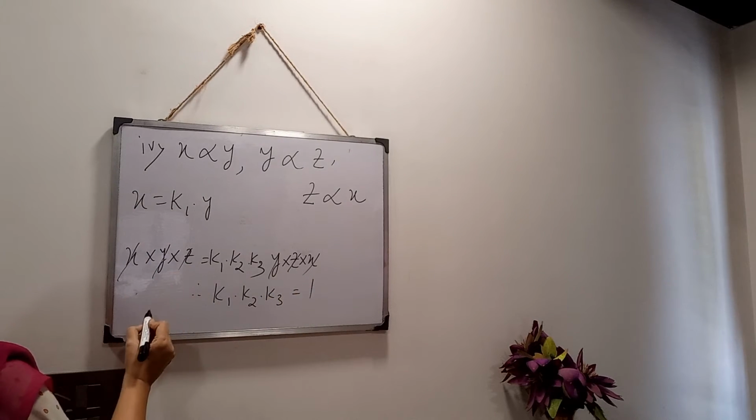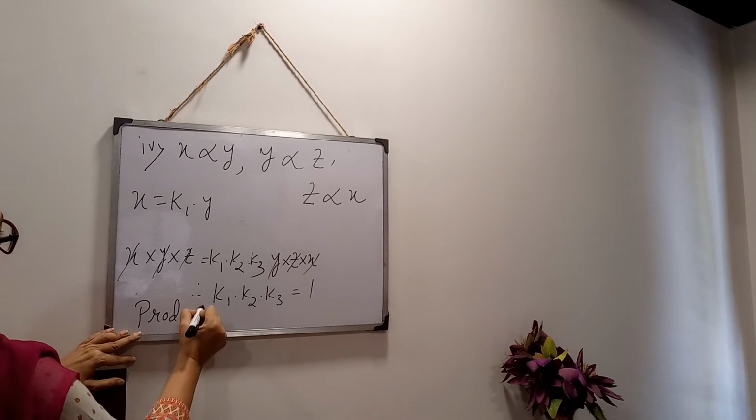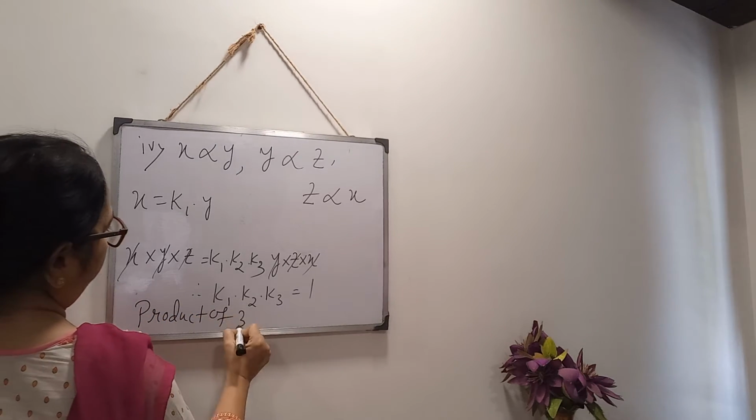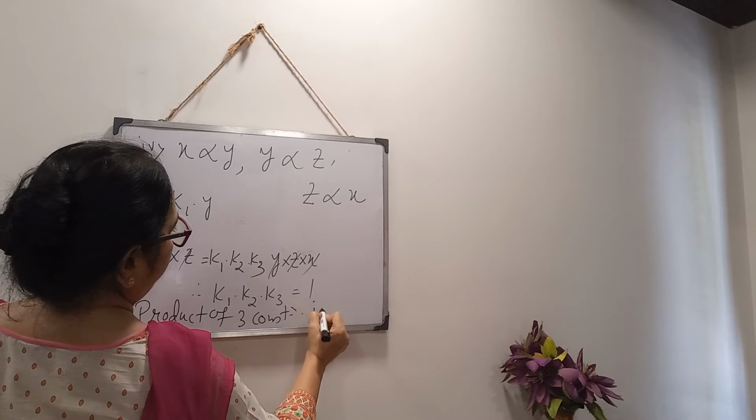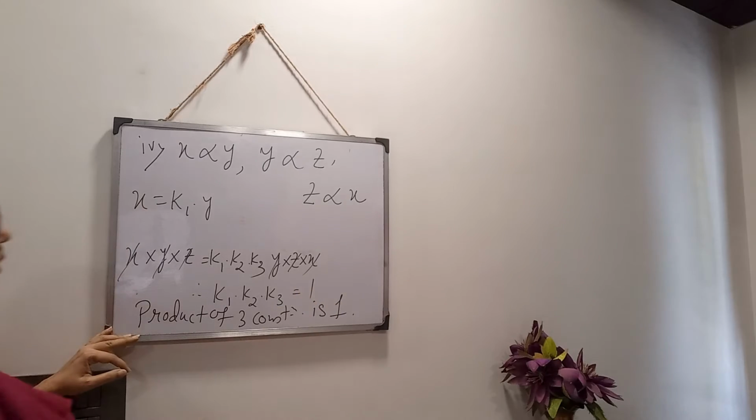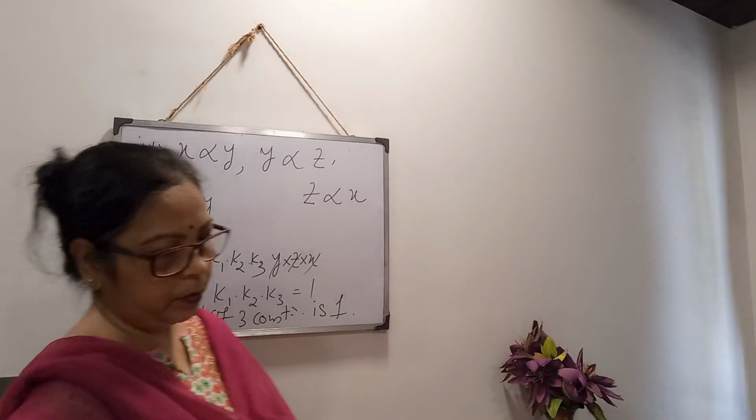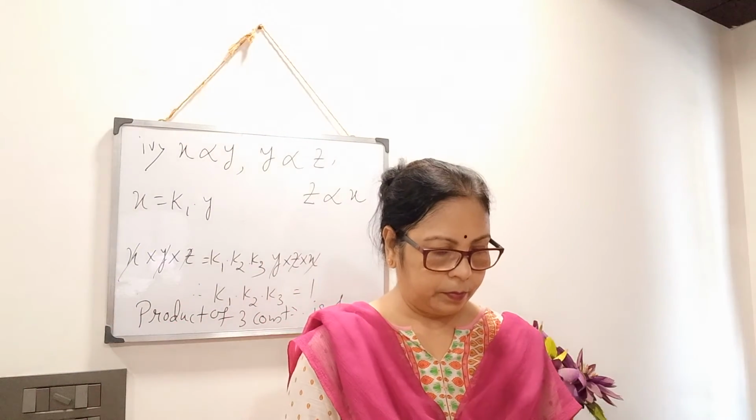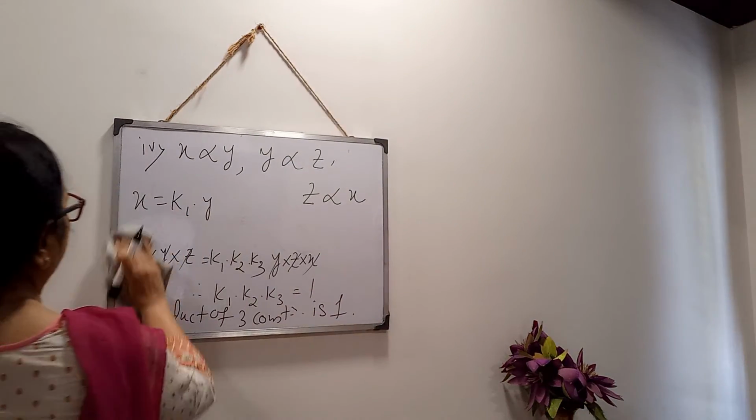So the product of the three constants is 1. Clear? This is the relation between these. The product of three constants is 1. In this way you have to do. Now the next one, number 6.